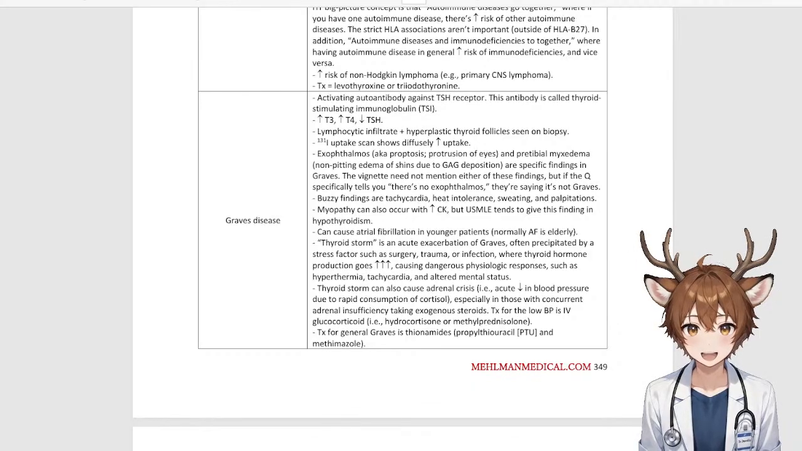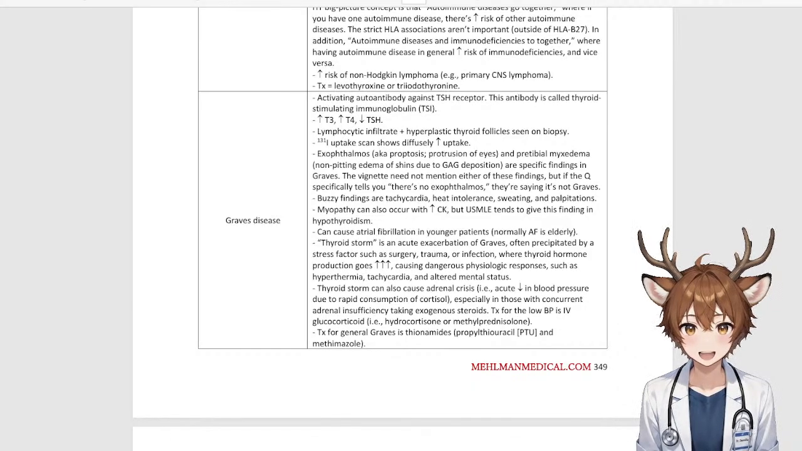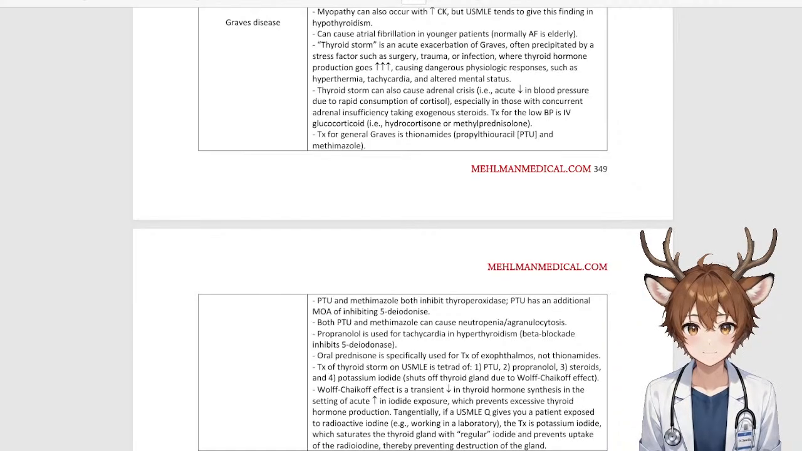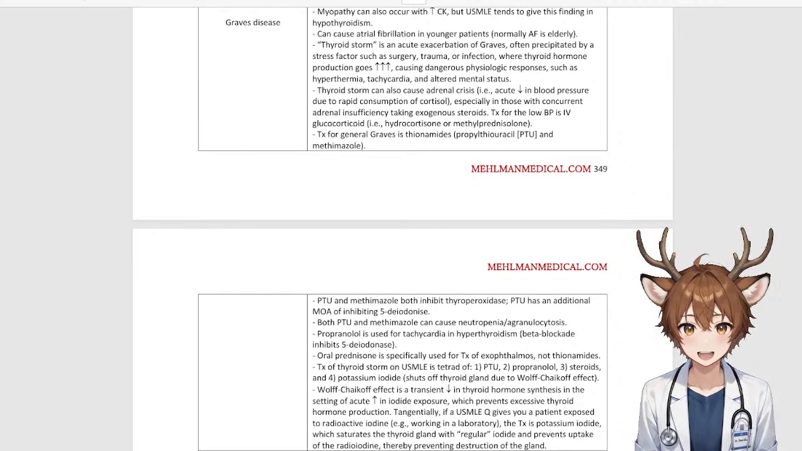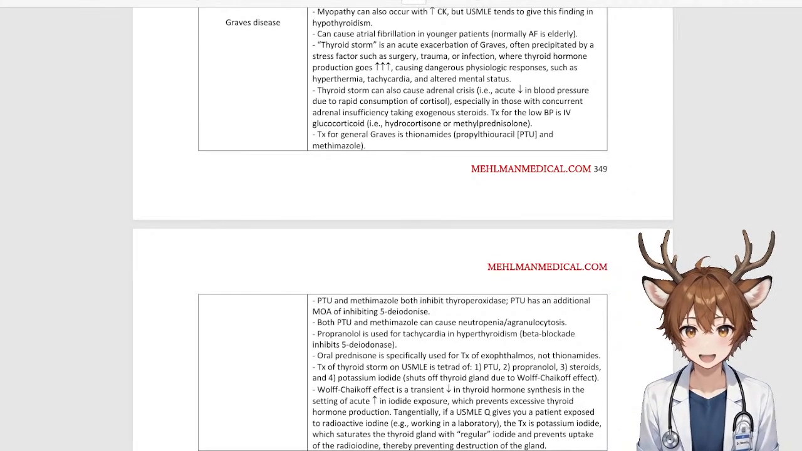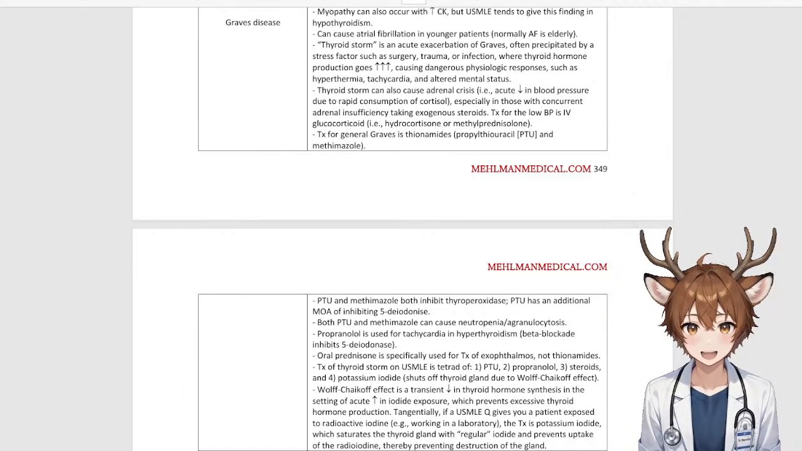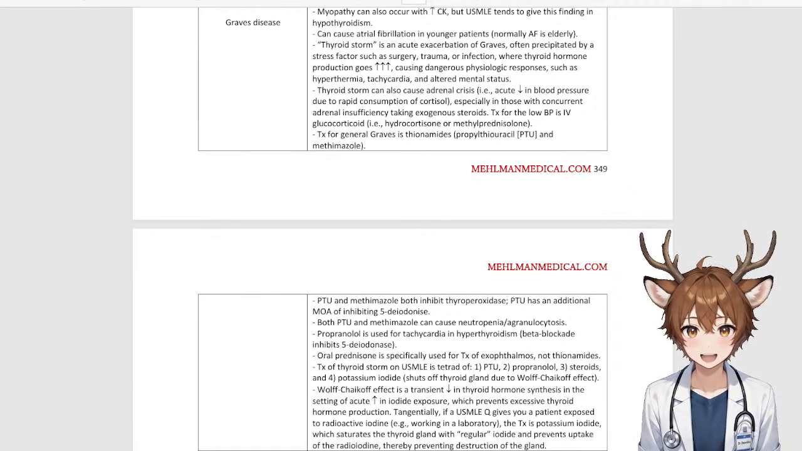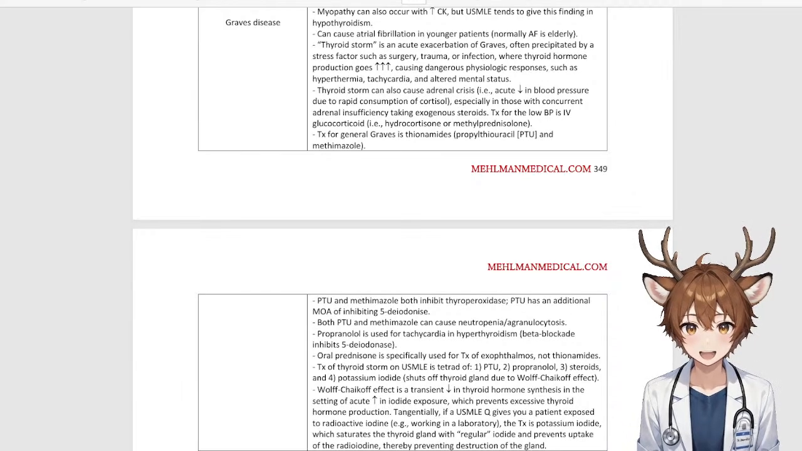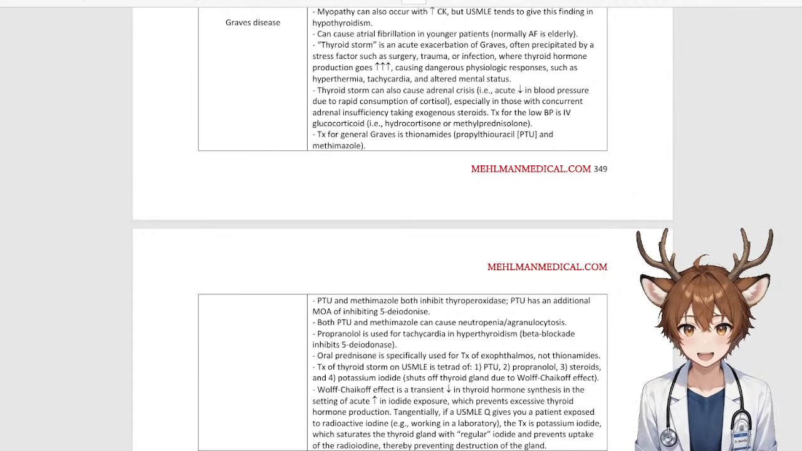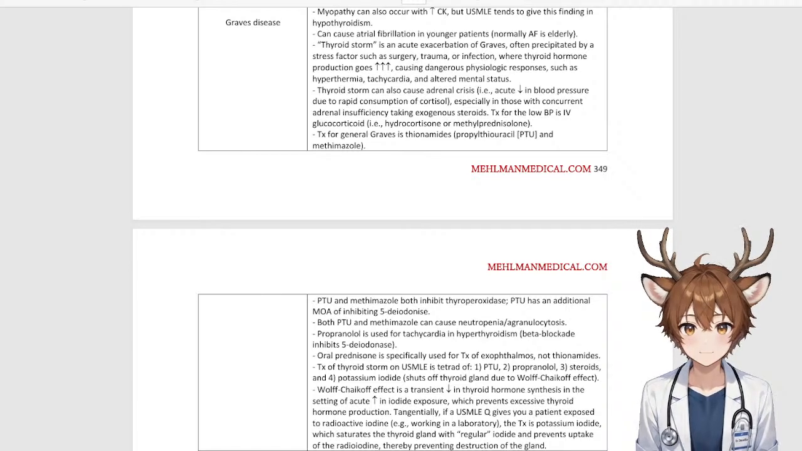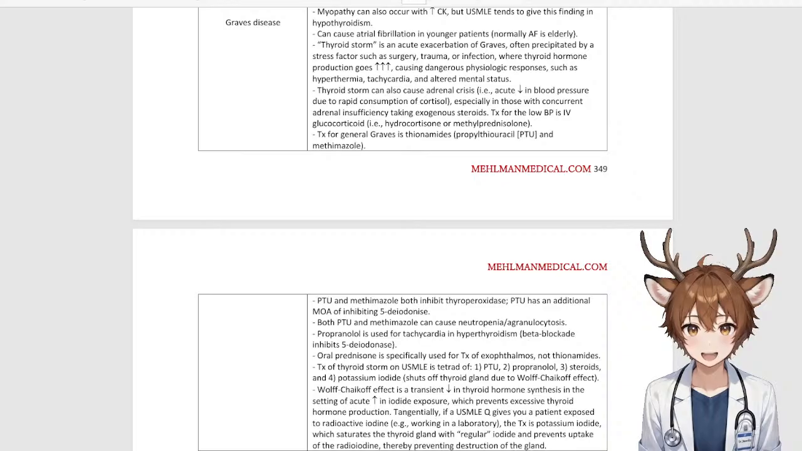Treatment for general Graves' is thionamides: propylthiouracil, PTU, and methimazole. PTU and methimazole both inhibit thyroid peroxidase. PTU has an additional mechanism of action of inhibiting 5-deiodinase. Both PTU and methimazole can cause neutropenia, agranulocytosis. Propranolol is used for tachycardia and hyperthyroidism. Beta blockade inhibits 5-deiodinase. Oral prednisone is specifically used for treatment of exophthalmos, not thionamides.